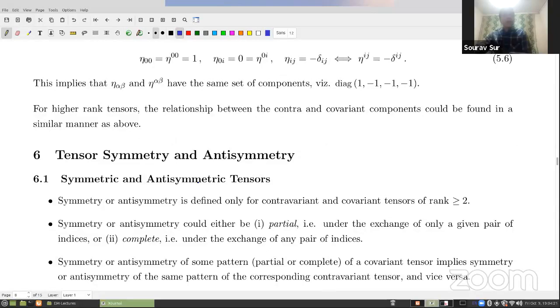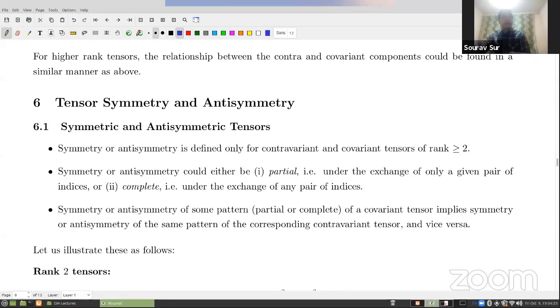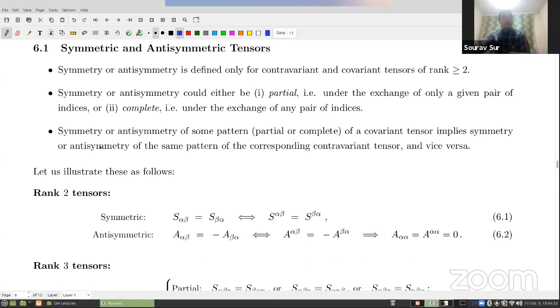As we carry on, the most important topic that comes through is the symmetry and antisymmetry of tensors. The symmetry and antisymmetry is defined only for contravariant and covariant tensors of rank greater than or equal to 2. Symmetry or antisymmetry could either be partial, that is under the exchange of only a given pair of indices, or complete, that is under the exchange of any pair of indices. Then symmetry or antisymmetry of some pattern, partial or complete, of a covariant tensor implies symmetry or antisymmetry of the same pattern of the corresponding contravariant tensor and vice versa.